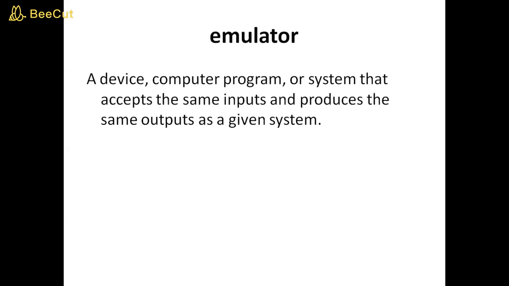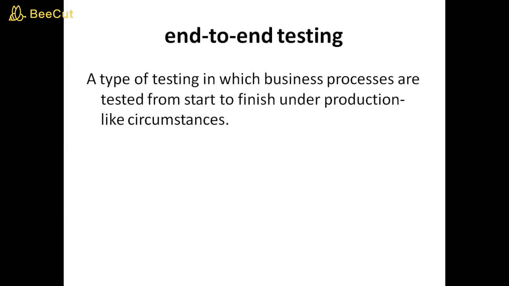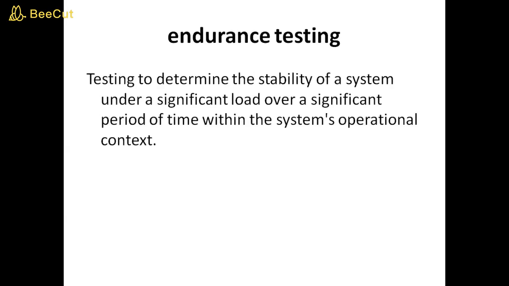Emulator. A device, computer program, or system that accepts the same inputs and produces the same outputs as a given system. Encryption. The process of encoding information so that only authorized parties can retrieve the original information, usually by means of a specific decryption key or process. End-to-end testing. The type of testing in which business processes are tested from start to finish under production-like circumstances. Endurance testing. Testing to determine the stability of a system under a significant load over a significant period of time within the system's operational context.